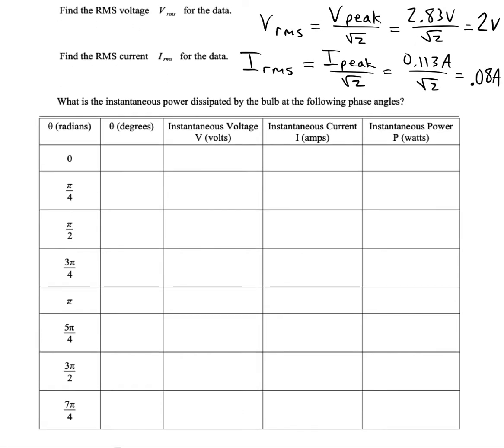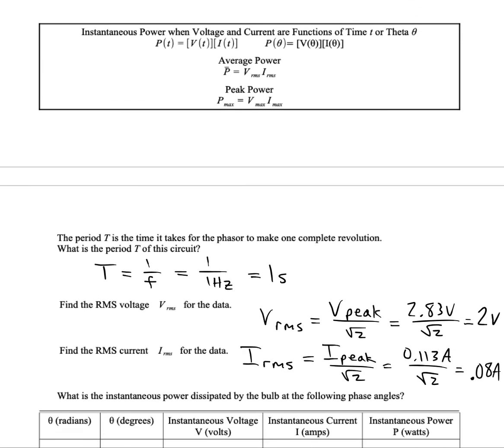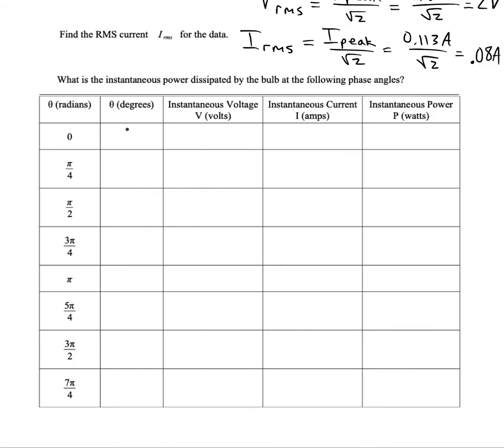And now let's fill out the following table for the instantaneous voltage at different times and the instantaneous current, and we'll also include the instantaneous power. So instantaneous power has a formula. To get the instantaneous power at a particular time, we just multiply the instantaneous voltage at that time times the instantaneous current at that time. Let's see, our theta in degrees will be 0. Pi over 4 is 45 degrees. This is 90 degrees, 135, and so on.